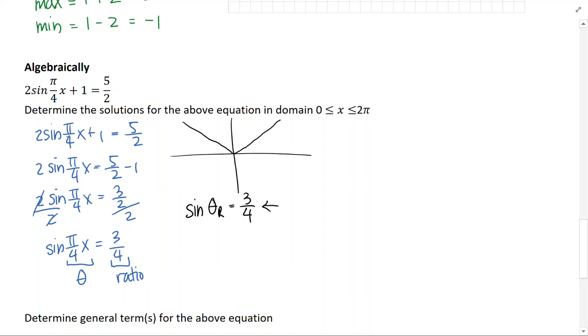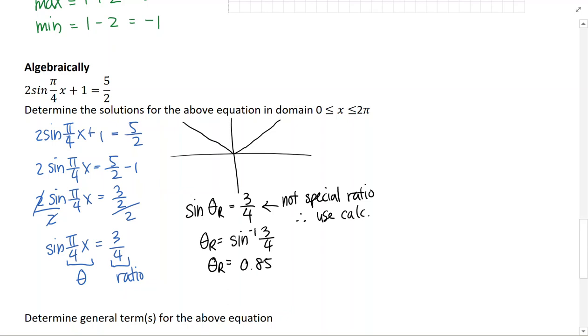Now, looking at 3/4, it's not something we recognize. Not a special ratio, so not one of the ones we have on our table. Therefore, use a calculator and you'll find some decimal. So our reference angle will be arc sine 3/4, and that brings us to a reference angle of 0.85.